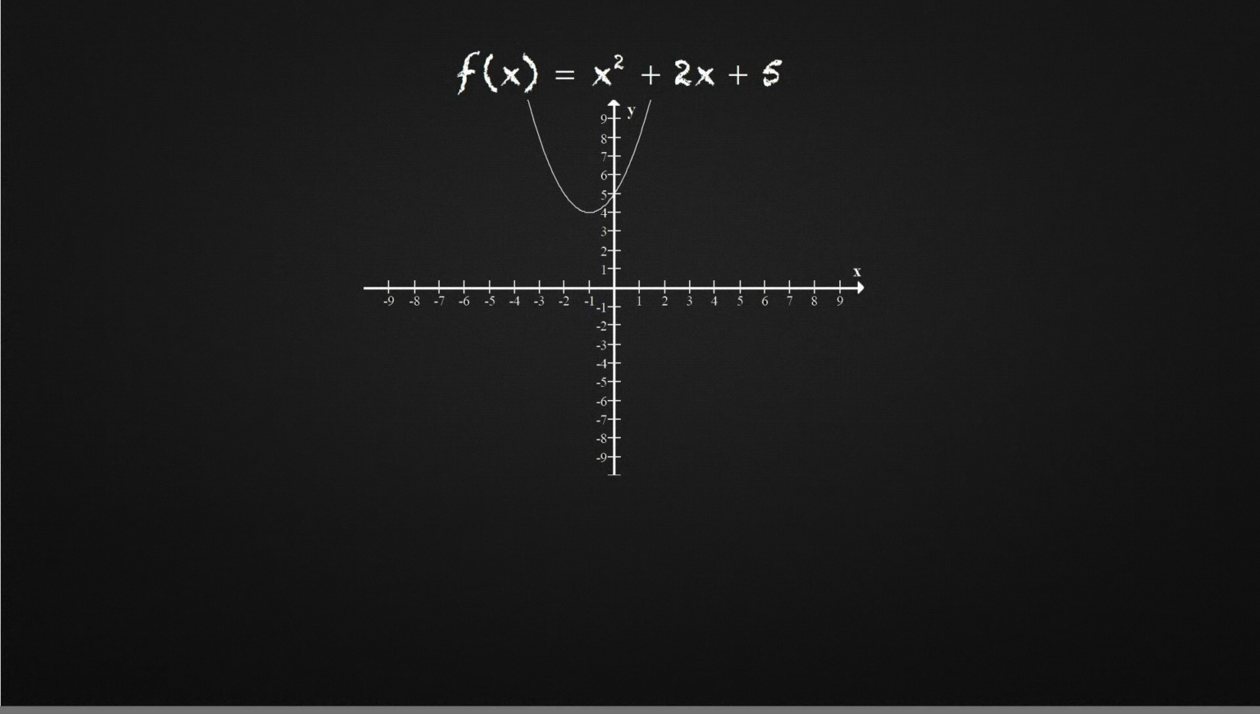Let's say you have a function f of x is equal to x squared plus 2x plus 5. Graph it on your calculator and you notice that it never crosses the x-axis. However, it is a second-degree polynomial. It's a quadratic, so it has two solutions. But whenever you do the quadratic formula, you actually discover that both of these solutions are imaginary.